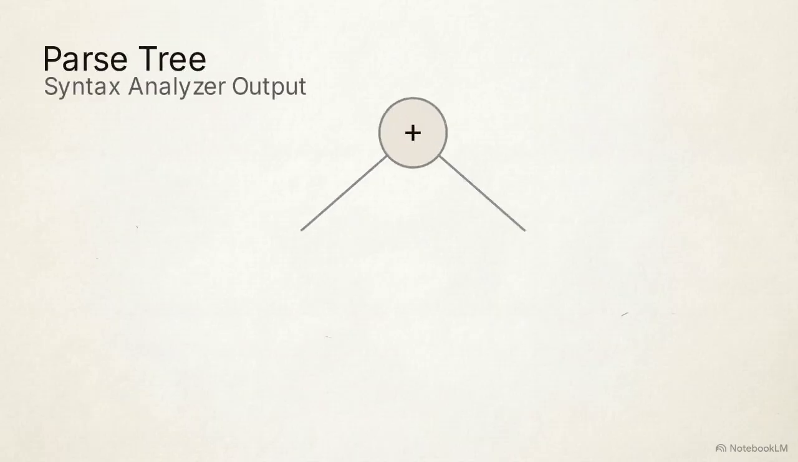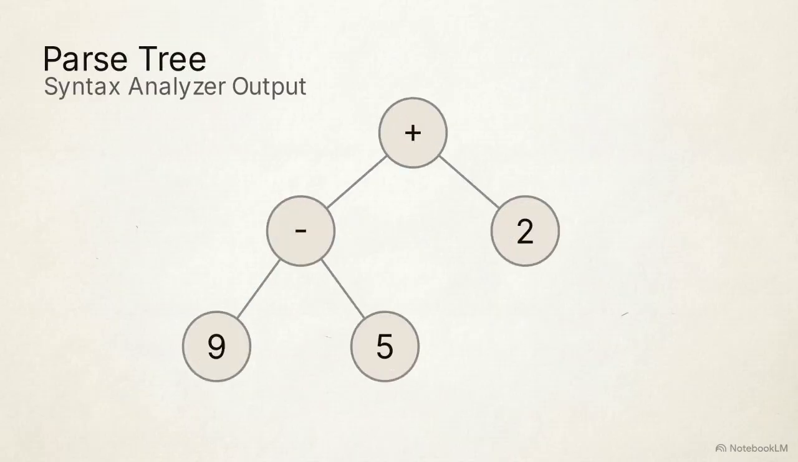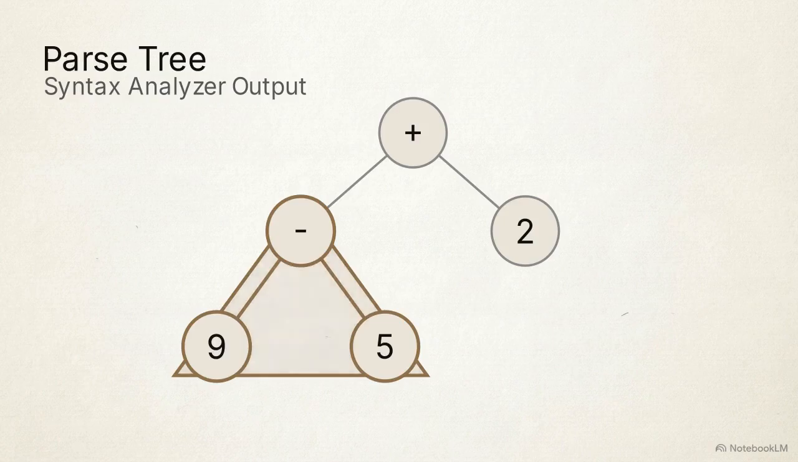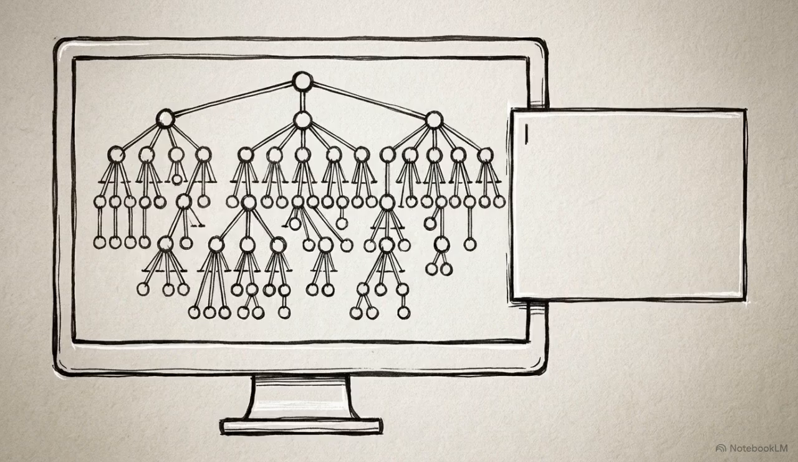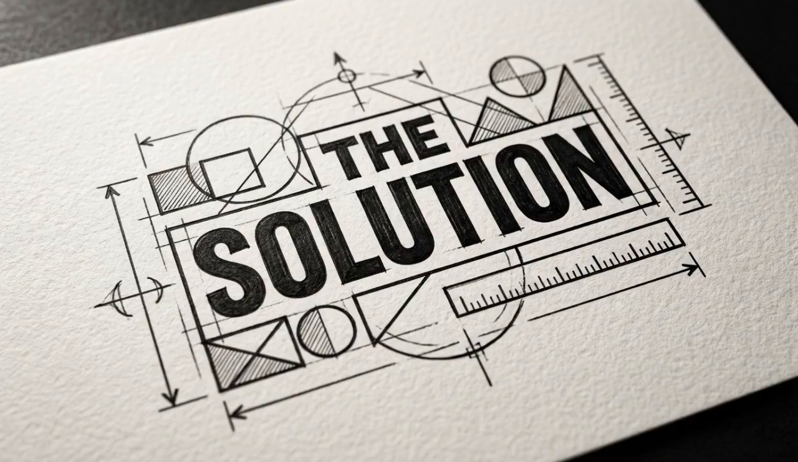The parser identifies the hierarchy of the code, but the structural arrangement alone does not provide executable meaning. It knows that a minus sign sits between a 9 and a 5, but the syntax rules do not describe how to perform the actual mathematical translation. To cross this gap, compilers rely on a mechanism known as syntax-directed translation.